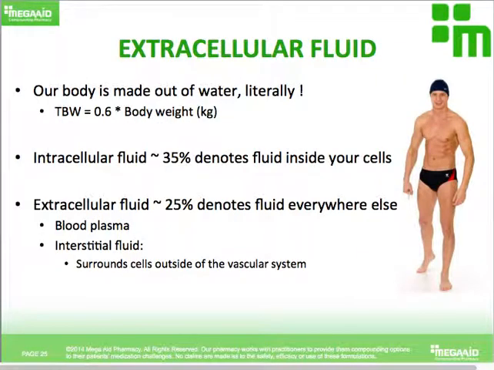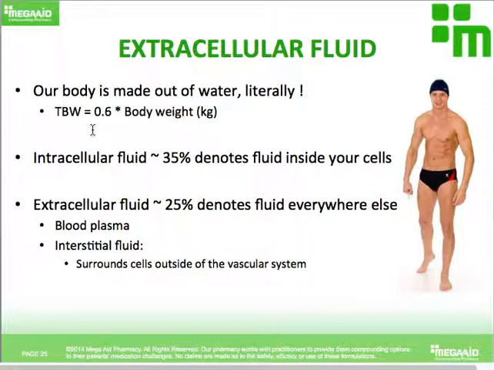So, to understand how distribution works, you must have a basic understanding of body fluids and tissues. You have to understand that our body is made out of water, literally. This is total body weight, and you can calculate it for our typical standard patient, somebody like a 70 kilogram male. A 70 kilogram male will have approximately 40 liters worth of body water. And how did I calculate that number? I just simply multiplied the body weight of 70 kilograms by 0.6.